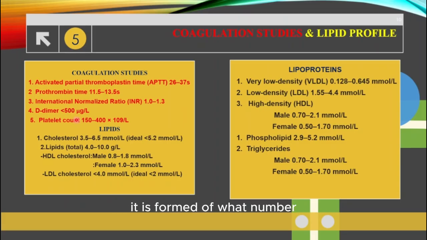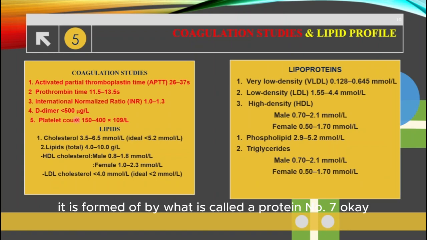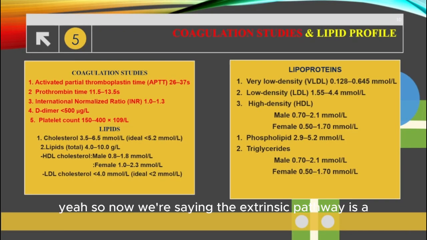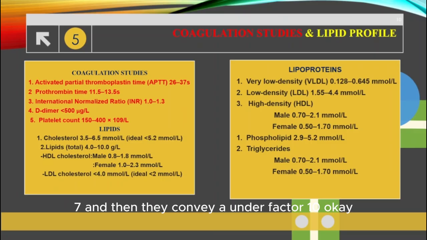It is formed by factor number 7, number 2, and number 3. So we're saying the extrinsic pathway is composed of factors 3 and 7, and they converge under factor 10. Okay, so the prothrombin time tells you about the time it will take for a clot to be formed once the extrinsic pathway has been activated, and it's fast. It starts between 11.5 to 13.5.